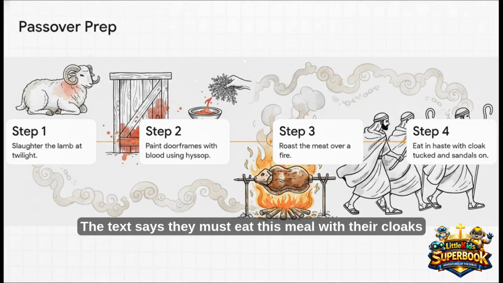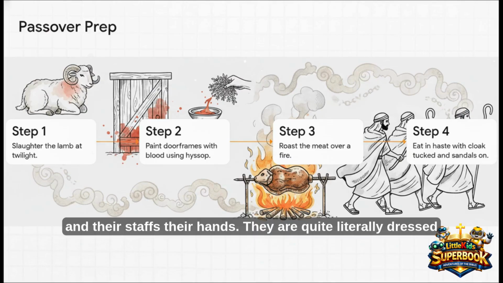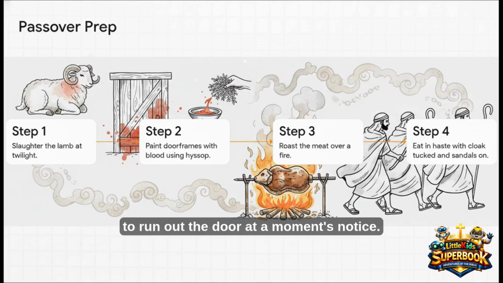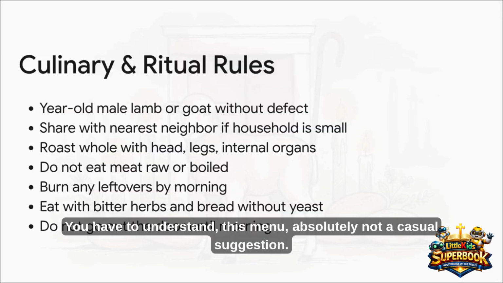But step 4 is where the tension really spikes. The text says they must eat this meal with their cloaks tucked into their belts, their sandals on their feet, and their staffs in their hands. They are quite literally dressed to run out the door at a moment's notice. You have to understand, this menu, absolutely not a casual suggestion.